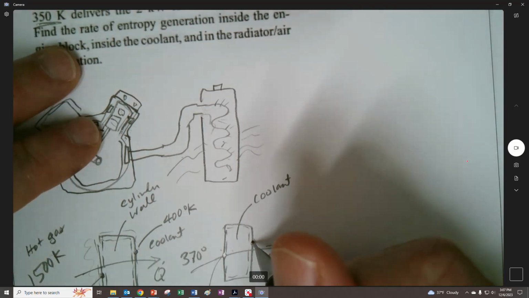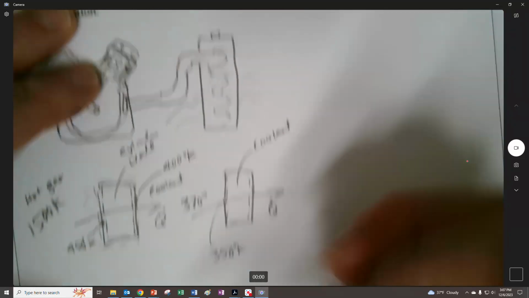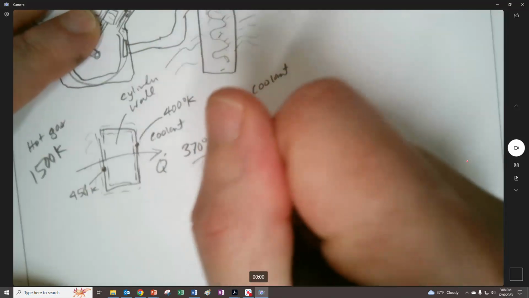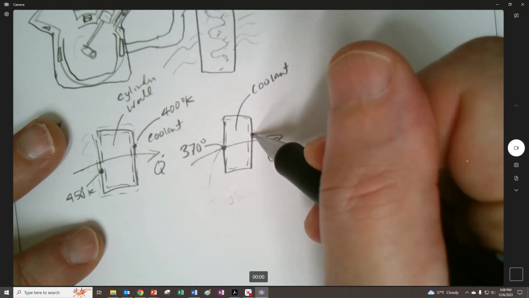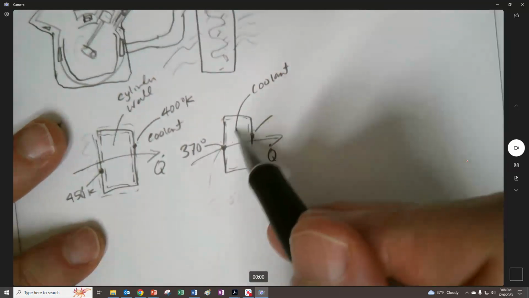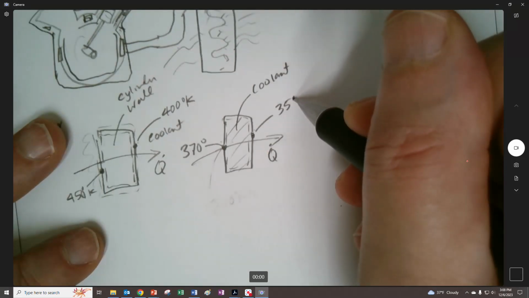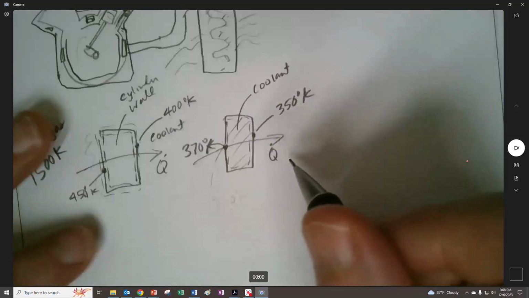I'm sorry, one second. Yeah, so this is the... I'm sorry about that. Let me think. This is the coolant at 370. And this is the other side, right? So this is the liquid itself into this thing. And it's 350 degrees Kelvin taking place right there.